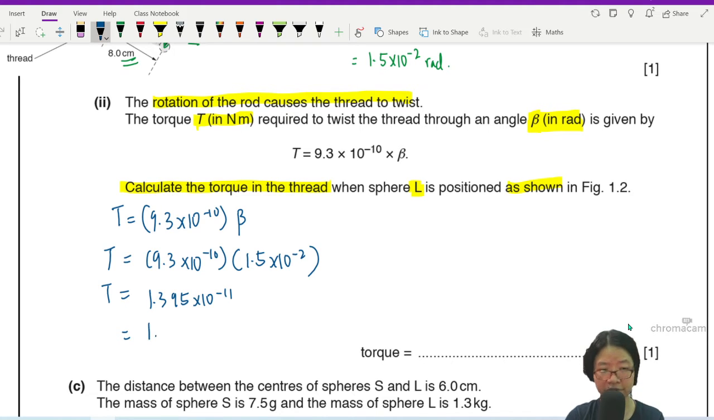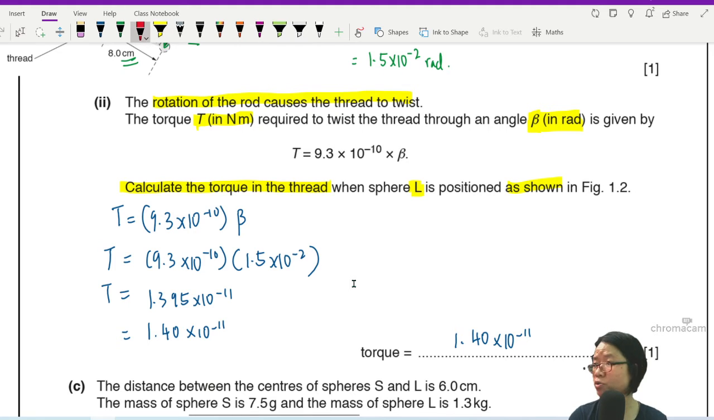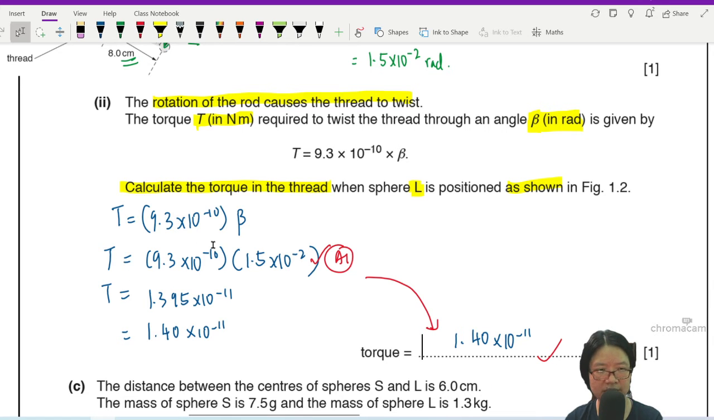If you want to follow convention of changing this to 3SF, you can change to 1.40 times 10 to the power of -11, or 1.4 also can. All right, so pretty straightforward. This one again is a do or die question. It's only 1 mark. So to get the mark, I need to see this part, this one leading to this answer. So I need to at least see this line.